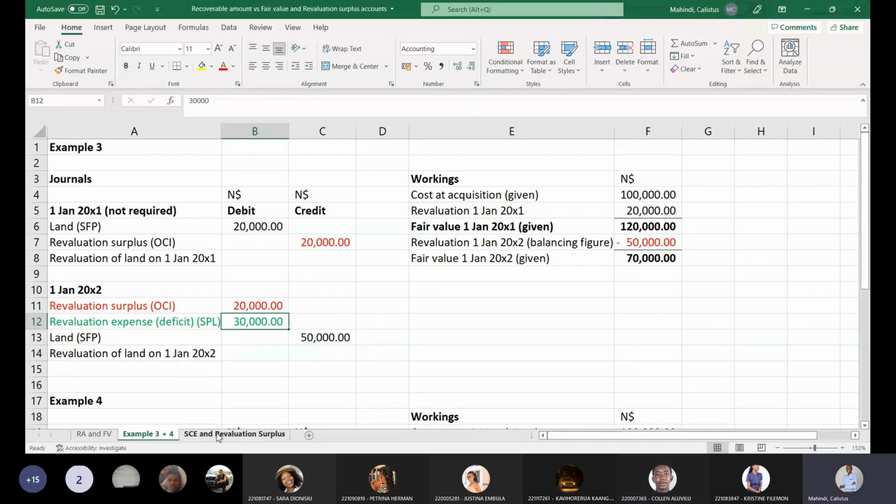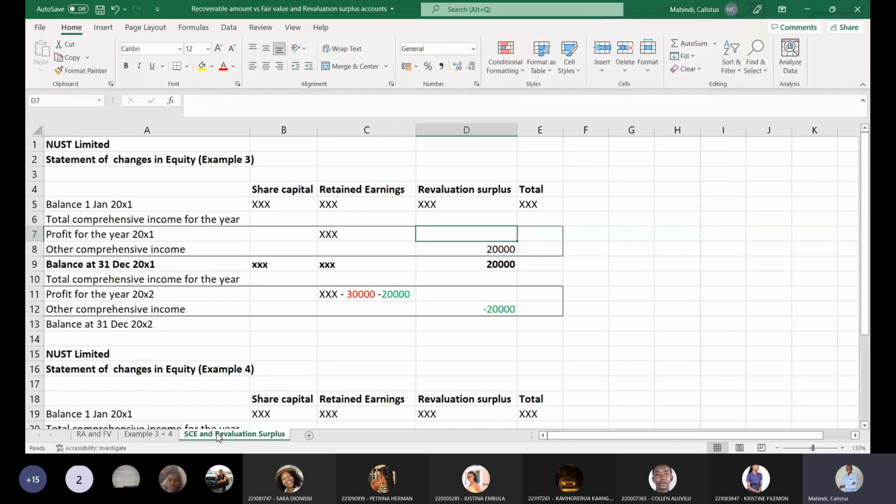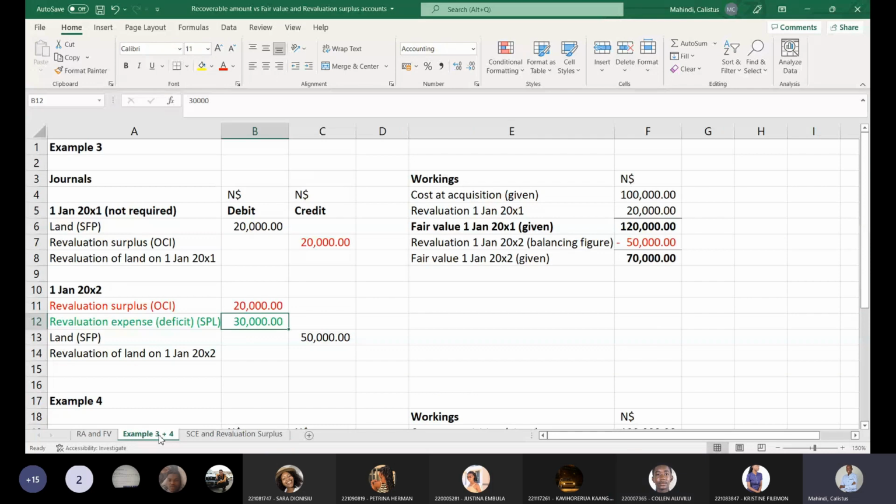So in total, for 20x2, your profits would be reduced by the 30,000 and the 20,000. So the total 50,000, that is what your profits are going to be reduced by in 20x2. Okay? And that's where this 50,000 came in. So 120,000 minus 70,000. That's how we got to the 50,000.